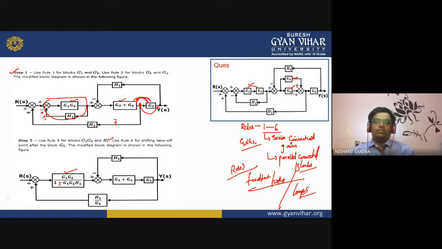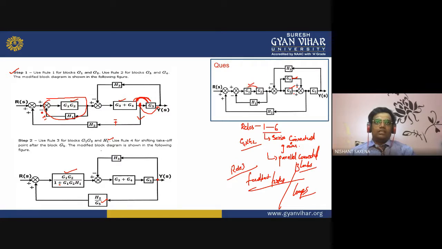So that's what we are going to do. We have taken this takeaway point over here, and while moving the takeaway point, I told you that when we are moving the takeaway point from the left to right, then the block which it is crossing has to be divided in the feedback path, or divided with the takeaway point in the next takeaway point path. I hope this is clear to you. So over here we have divided the H2 with the G5.